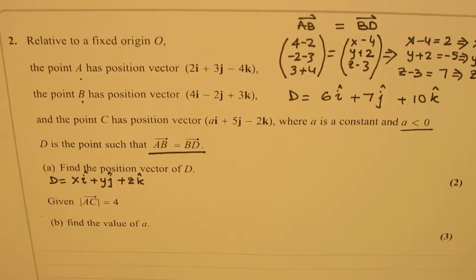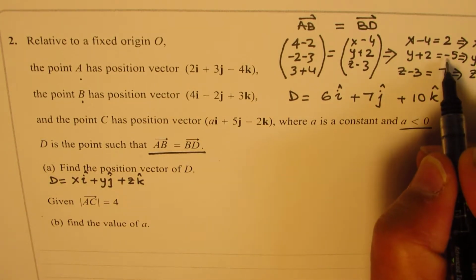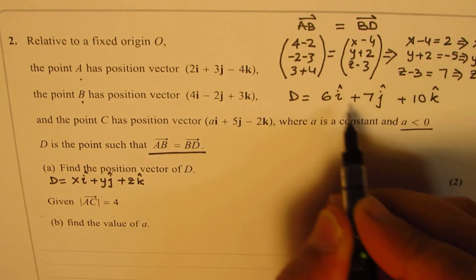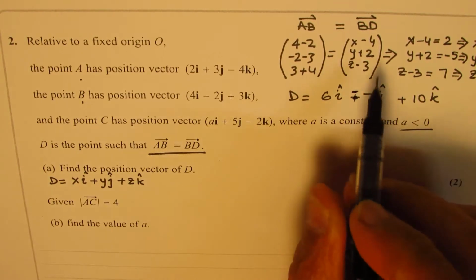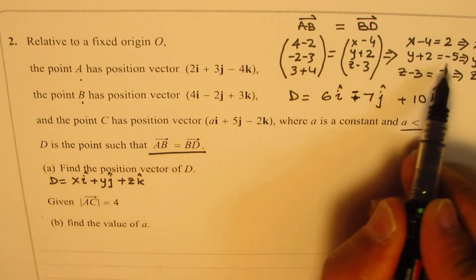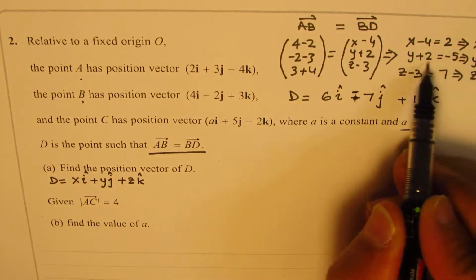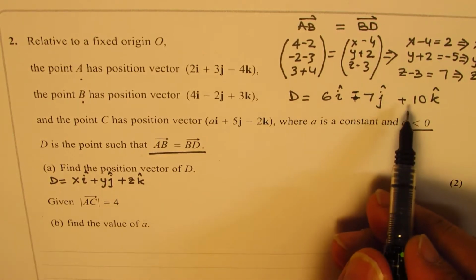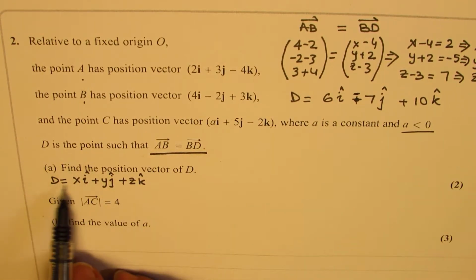Oh, sorry, this is minus 5, this is minus 7. Minus 2 minus 3 is minus 5, and when you take away 2, it becomes minus 7. So that is how you get part A.